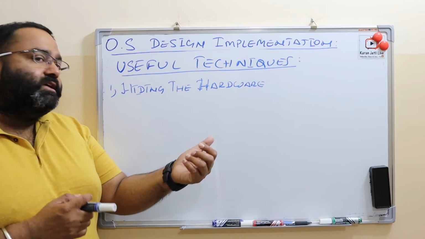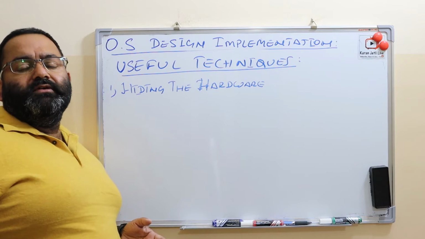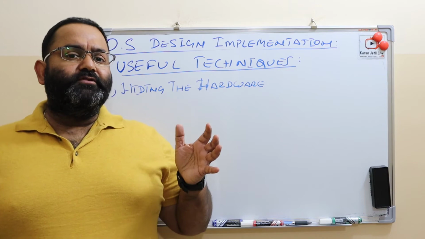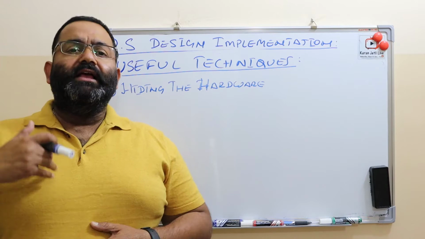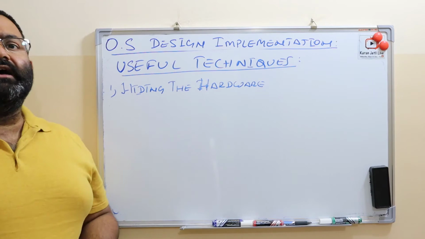If you remember the layered approach, layer 1 deals with all the hardware, and there we hide the hardware so that the layers on top of it do not have to deal with it. All the interrupts and interrupt handling techniques can be managed like normal thread calls. We call it hiding the hardware.